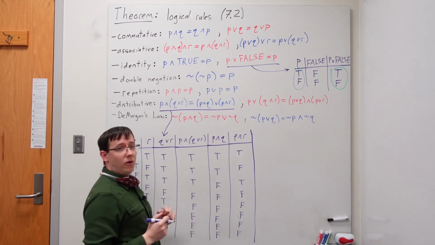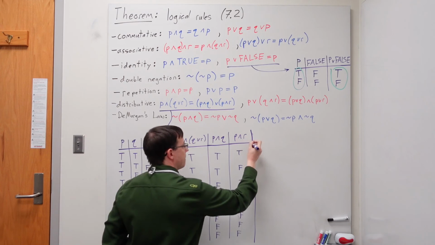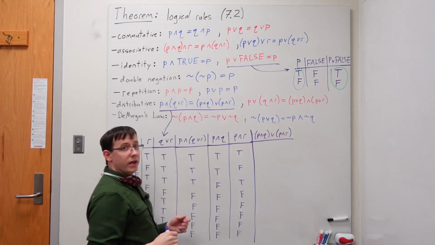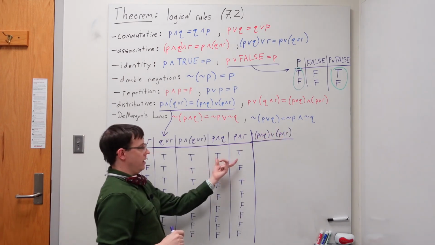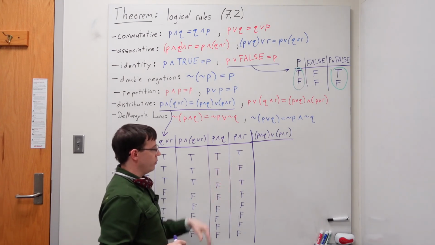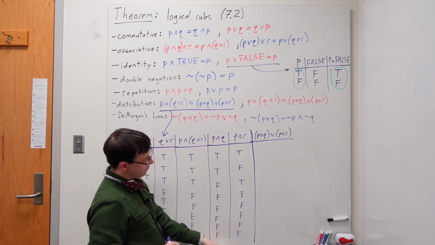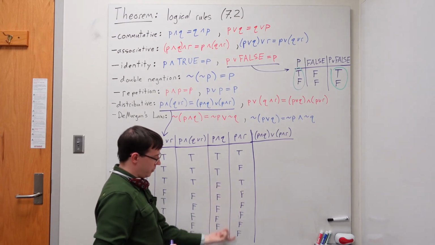And now we have all of the sub-expressions we need to evaluate the whole right-hand side. And so here we get a true when either or both of these columns come out true. And so that happens in the top 3 rows. And then for the bottom 5 rows, we get false in both columns.